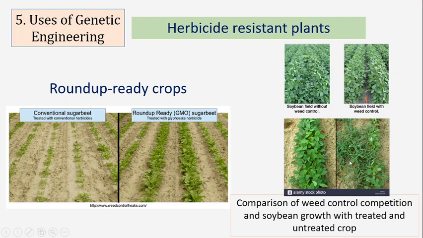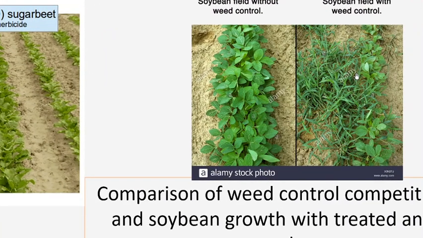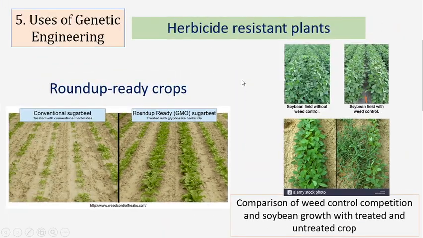So here you see what happens. On the right side you see the soybean field infested with weeds, and when we apply herbicide, the weeds are killed and the soybean plants remain. So that is how Westerners are killing the weeds, making strong chemicals to kill weeds.